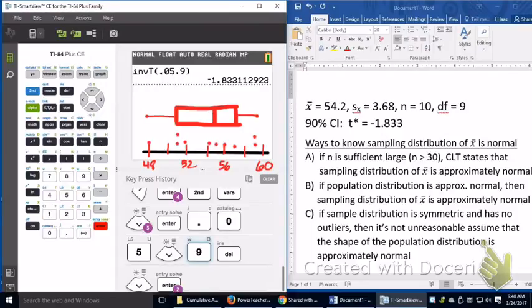And if that is what your box plot looks like, you could definitely say that this box plot would be symmetric, or at least approximately symmetric, with no outliers. So you could say, since my box plot is approximately symmetric with no outliers, it is not unreasonable to assume the population distribution is normal. Therefore, the sampling distribution of X bar would also be approximately normal.